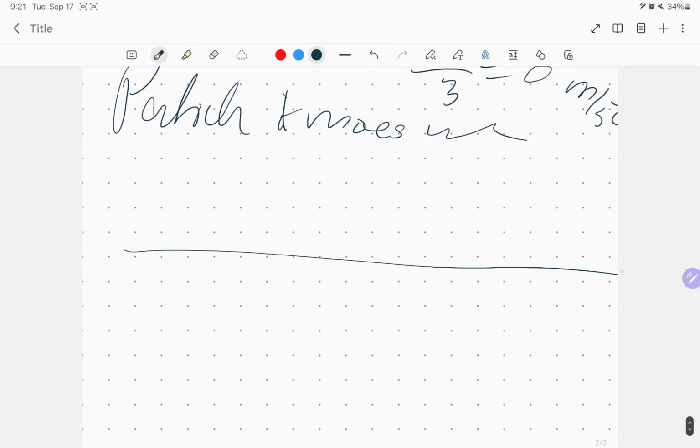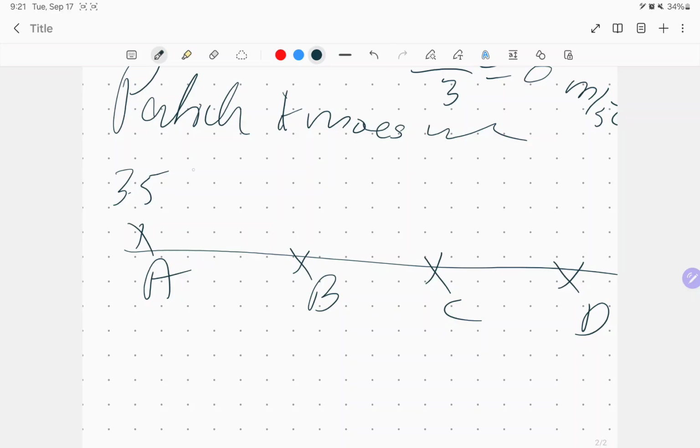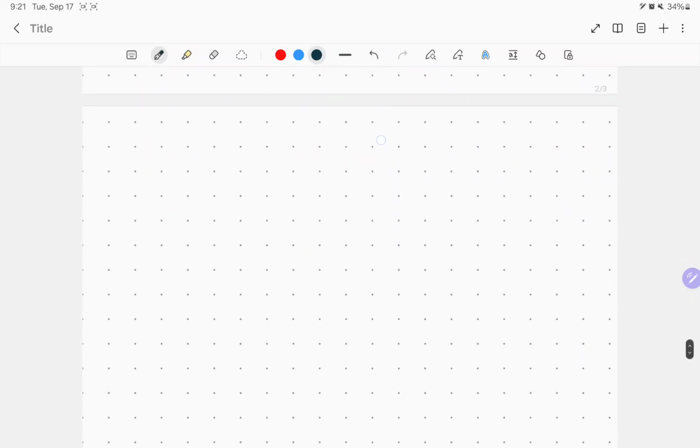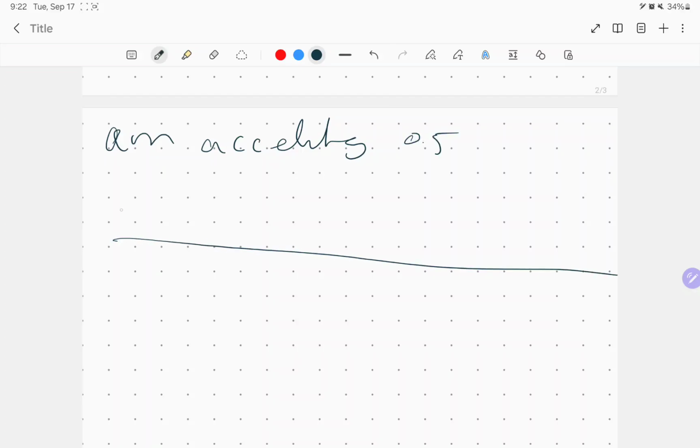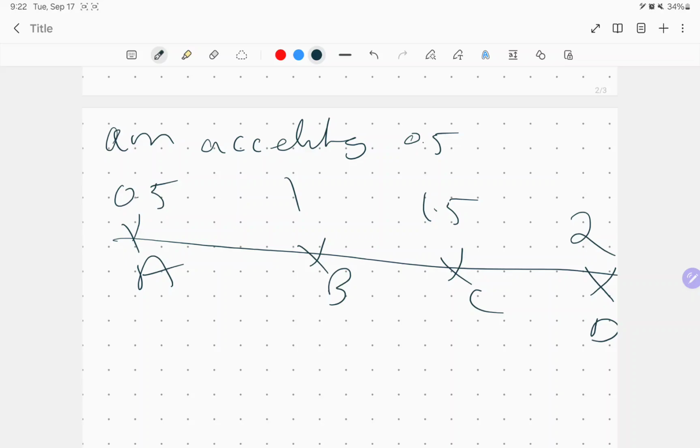And the same idea: if I'm moving from position A, position B, position C, position D, my velocity is constant: 3.5, 3.5, 3.5, 3.5. If I were accelerating by 0.5, what would A, B, C, D be? If I started at 0.5 meter per second, this would be 1, here would be 1.5, here would be 2, and so on. I'm speeding up.